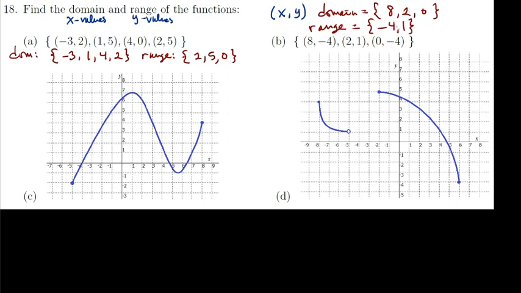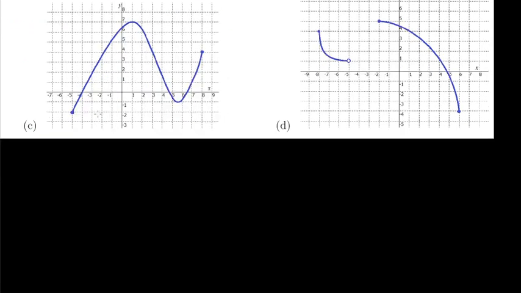I mean, it's okay to do it, but it's better just to write each unique number, each distinct number. All right. Now, part C is a little bit trickier. So let's do part C down here.